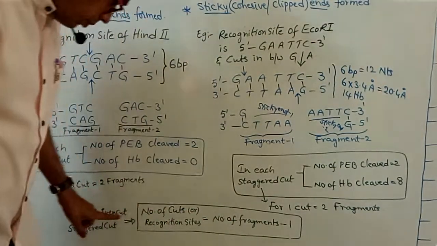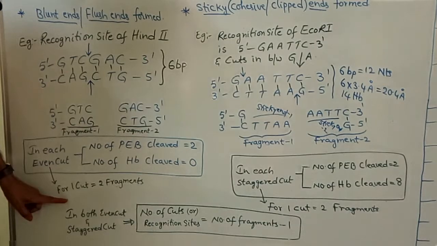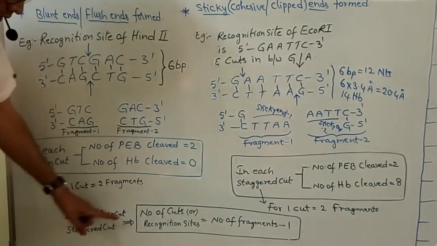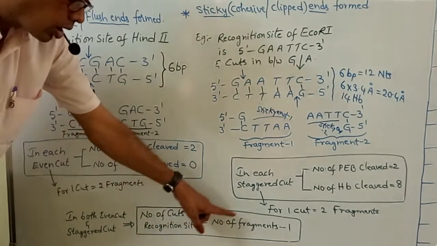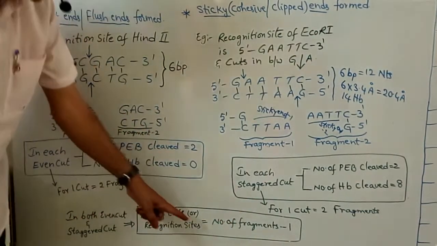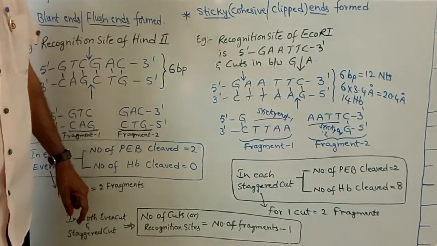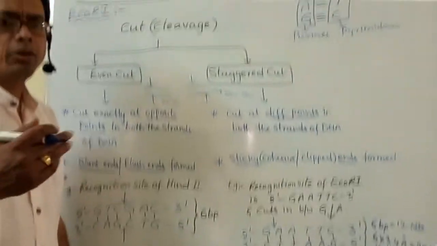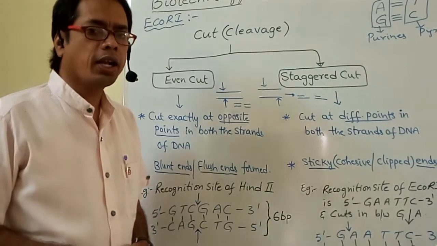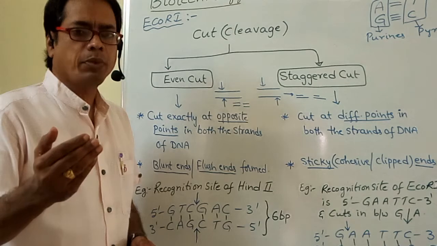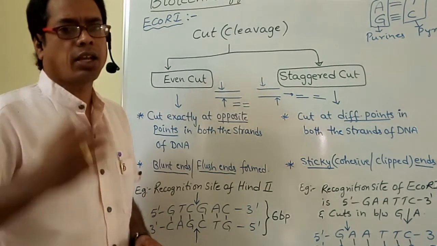So in both even cut and staggered cut, number of cuts or recognition sites is equal to number of fragments minus 1. Number of fragments minus 1. Okay. Whatever the cut it may be. Suppose 7 fragments are there. How many cuts? 7 fragments means fragments minus 1. 7 minus 1. 6 cuts are there.